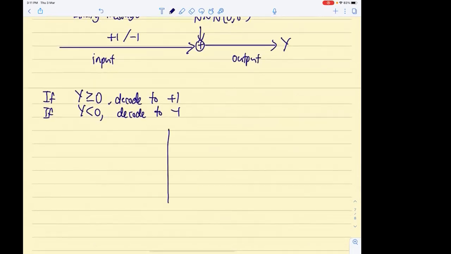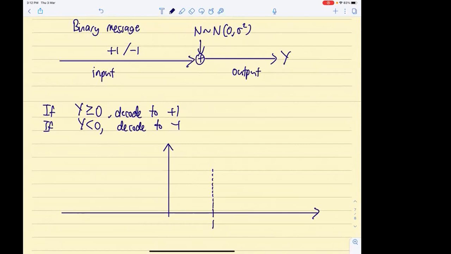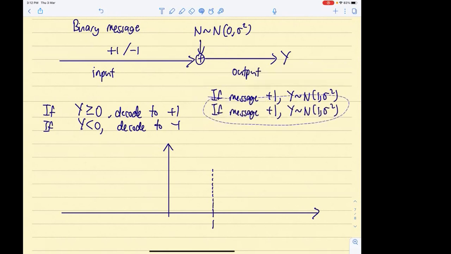So why do we do this? The picture is as follows. We have now got two Gaussians, one centered at one, and another centered at minus one. Because if we send plus one, if the message is plus one, then y has mean one and variance sigma squared. And in a completely analogous fashion, if the message is minus one, then y has mean minus one and the same variance. So this is the picture that we have in our heads.